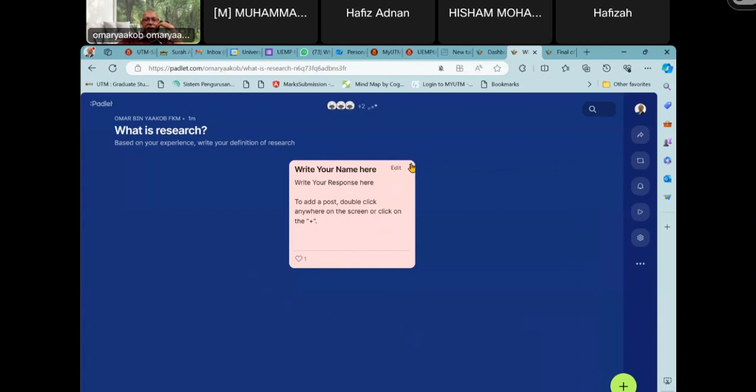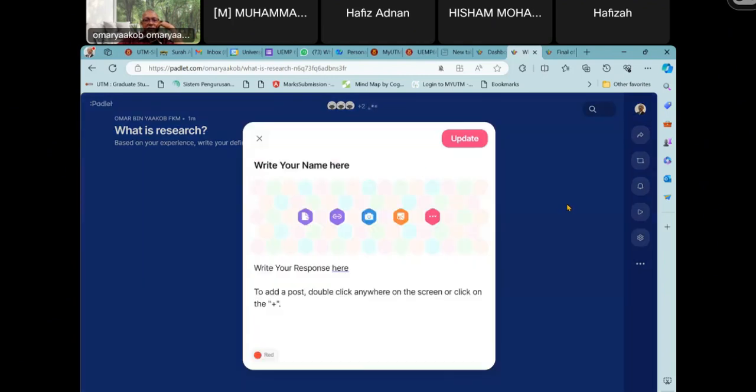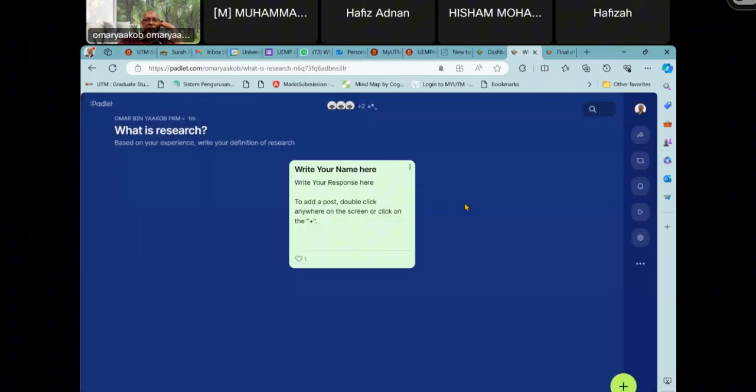Once you write, you can edit also. You can change the color. Maybe I change to green. Or you can add links and so on. If you want to see everybody involved here, please make sure that all your names are here. So this is already a record of your attendance.